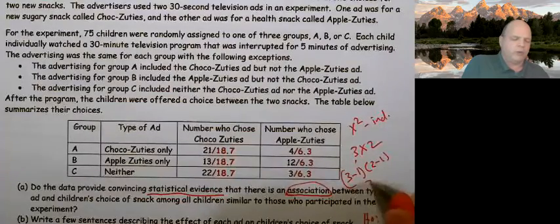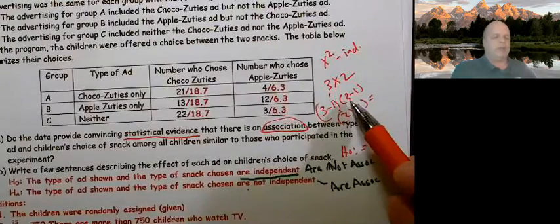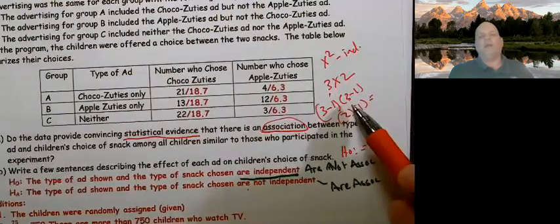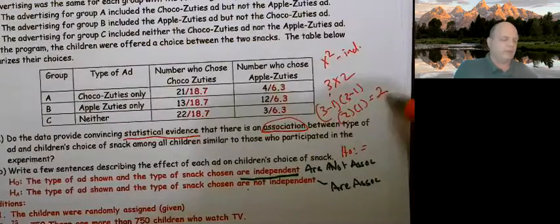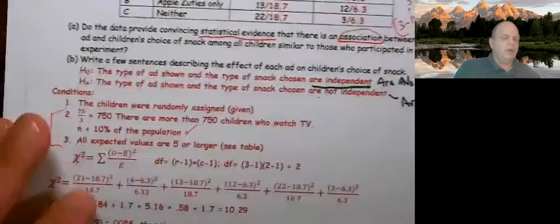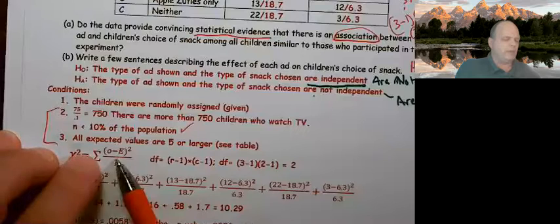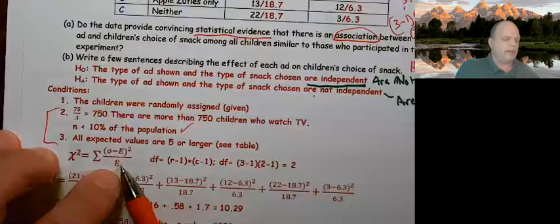3 minus 1 is 2. That's just 1. And there you go. And once again, if this had been a 1, it wouldn't have worked. That's why that would make it a goodness of fit. Okay? So degrees of freedom is 2. So we write down our equation, observed minus expected squared over expected.